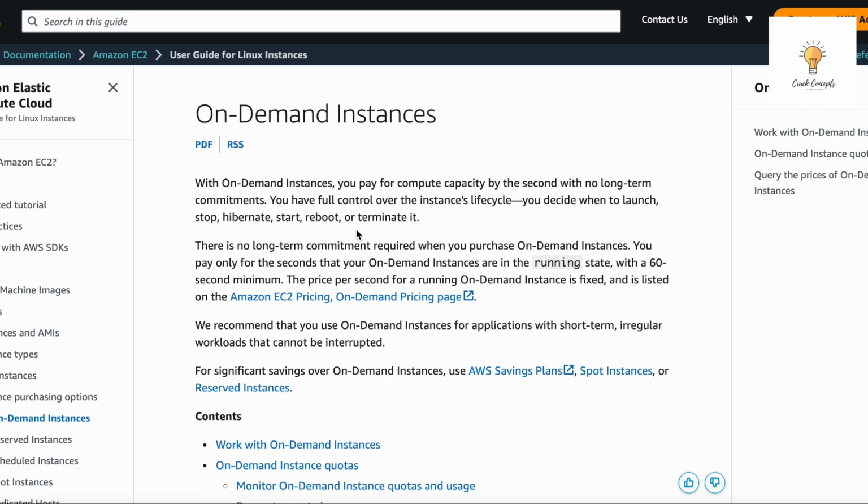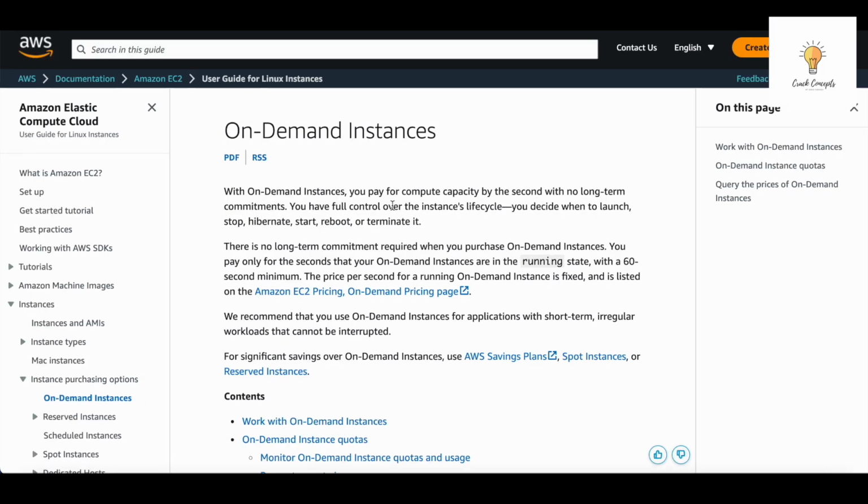As the name suggests, on-demand instances, whenever you demand an instance, you will get it. Since you are demanding it on the fly, it will also be expensive because you're just asking for it and you're getting it. You have control over the instance lifecycle. You decide when to launch, stop, hibernate, start, reboot, or terminate it. There is no long-term commitment and you pay second by second.